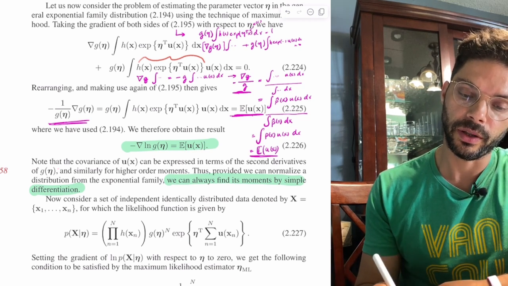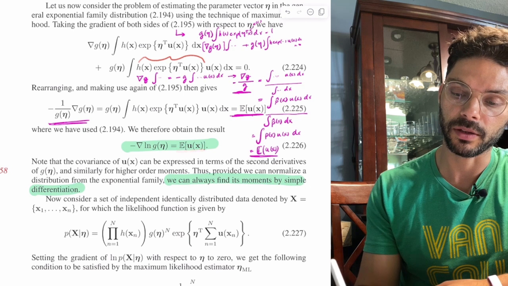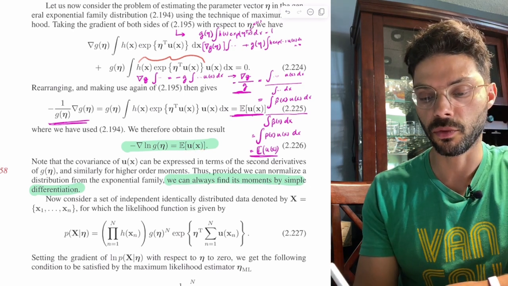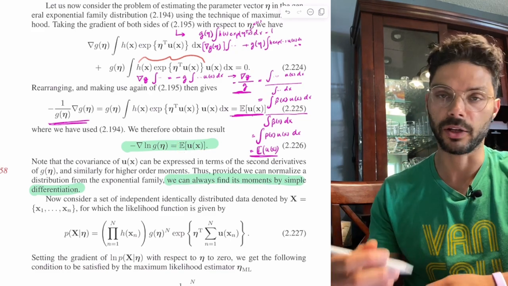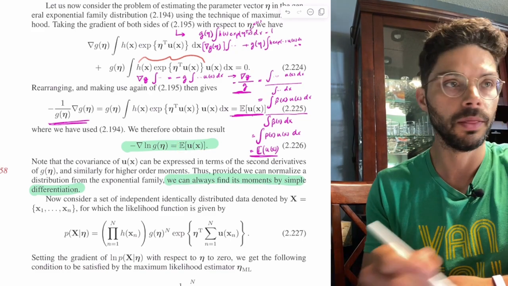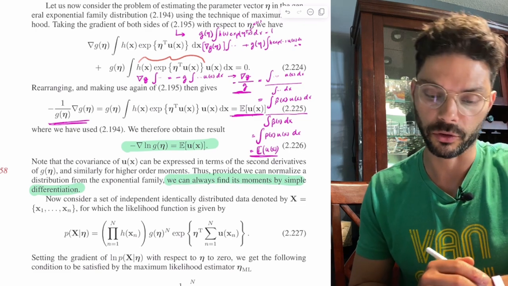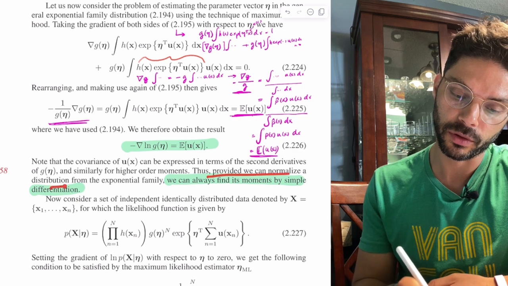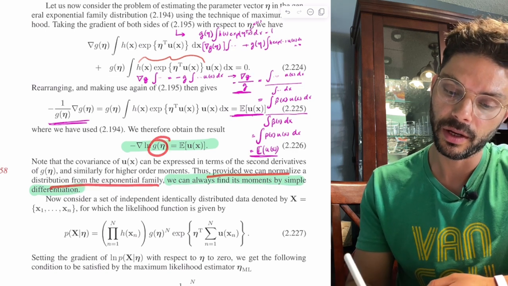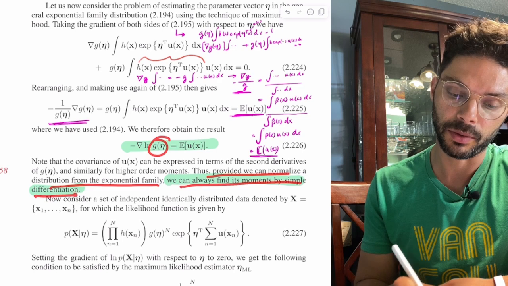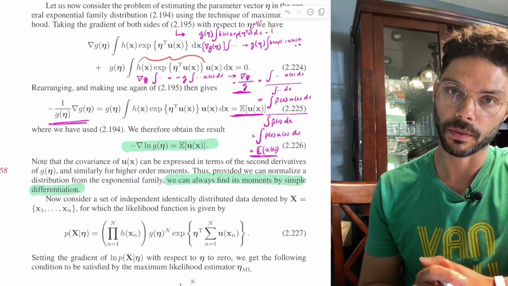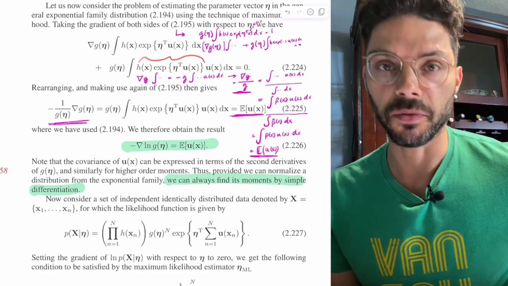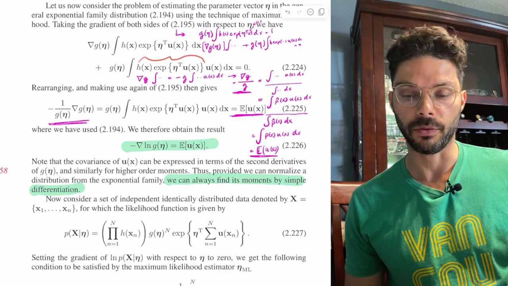And note that the covariance of u of x, so here's just the expectation, can be expressed in terms of the second derivative of g of eta. So if you just take the first derivatives, you get the expectations. If you take the second derivatives, you get the covariances, etc. There's an exercise 2.58, which you guys should try to see that. Thus, provided we can normalize the distribution from the exponential family, we can always find its moments by simple differentiation, which is pretty cool. And I don't have any intuition for why that should be, so hopefully some of you do, and you can tell me and tell the rest of us in the comments.